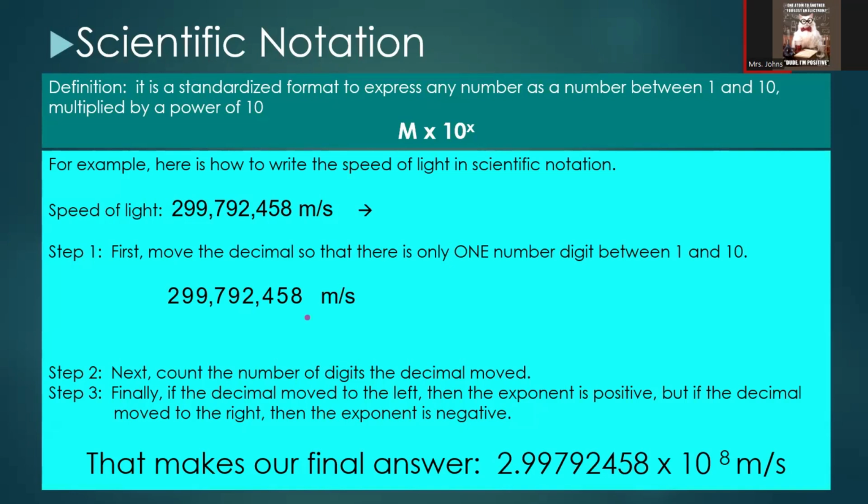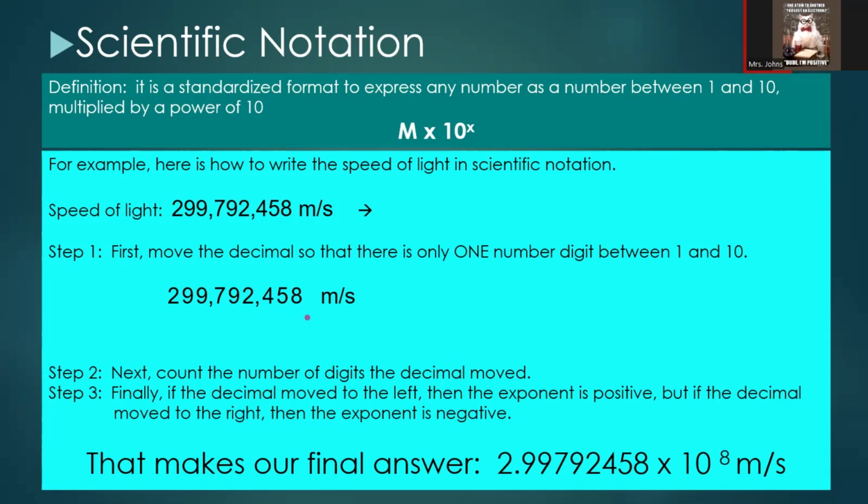All right, so scientific notation is defined as the standard format for expressing any number as a number between 1 and 10 multiplied by a power of 10. So the standard format is some number m times 10 to some power. For example, here is how to write the speed of light in scientific notation. The speed of light is 299,792,458 meters per second. And that's a lot of numbers to have to write.